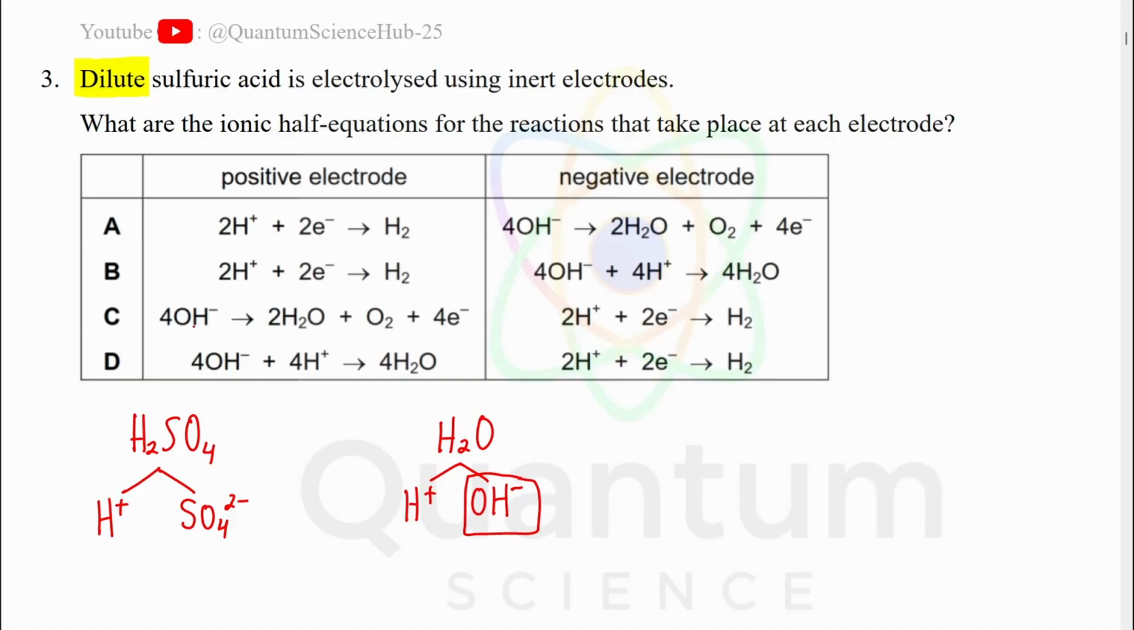So the equation is 4OH⁻ will produce 2H2O plus O2 plus 4 electrons. So this one. While at the negative electrode, you don't have any other choice because you can only choose H⁺, right? So this one. Then the correct answer here is C.